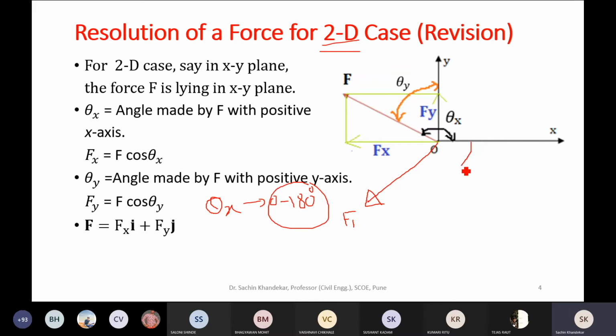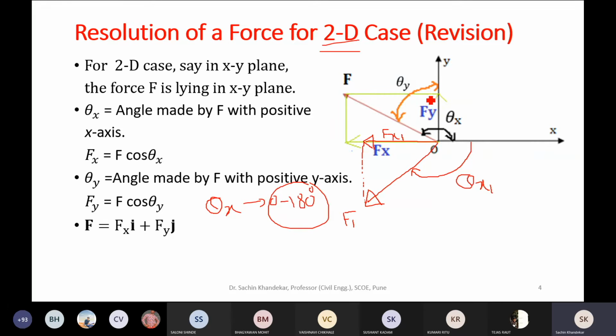Now how are you going to measure theta x? This is the value of theta x, which I will say is theta x1. In this case, theta x1 is of course greater than 90 degree. So what should be the x component? For the x component, you simply take the projection of this F1. This is the projected length of F1, so this is the x component of F1, which I am terming Fx1. I hope you have understood.